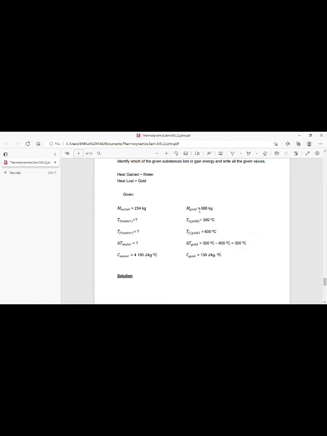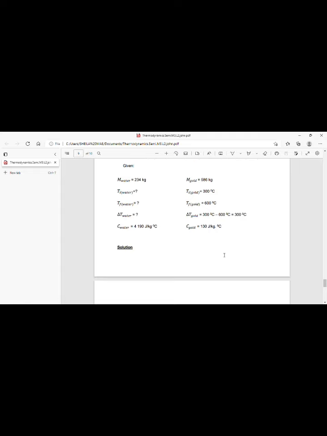The mass of our gold is equal to 586 kilogram. Initial temperature 300 degrees Celsius. The final temperature is 600 degrees Celsius. Delta T of the gold, 300 degrees Celsius minus the 600 degrees Celsius, which is the initial and final temperature. The answer here is our change in temperature, the 300 degrees Celsius. Specific heat of the gold is equal to 130 joules per kilogram degree Celsius. Let us proceed to our solution.